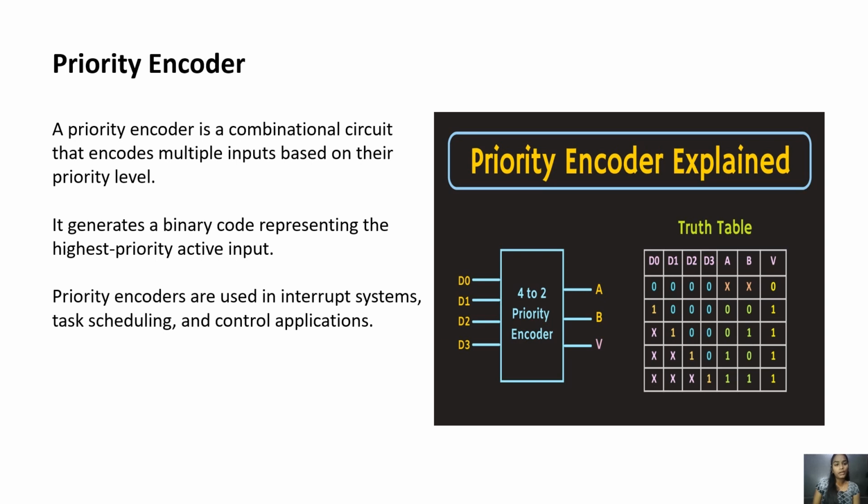Priority encoder. A priority encoder is a combinational circuit that encodes multiple inputs based on their priority level. It generates a binary code representation of the highest priority active input. Priority encoders are used in interrupt systems, task scheduling, and control applications.